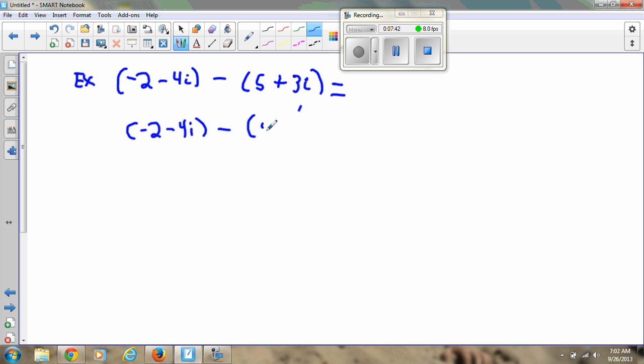So as we subtract, we have to make sure we distribute through the negative to both terms. And in doing so, we get negative 2i, and notice I'm dropping the parentheses. A negative times a positive is a negative, so it'll be minus 5i. Let's change them to red. Oh, don't like that. Let's erase that real quick. So again, we're distributing through the negative. There we go.